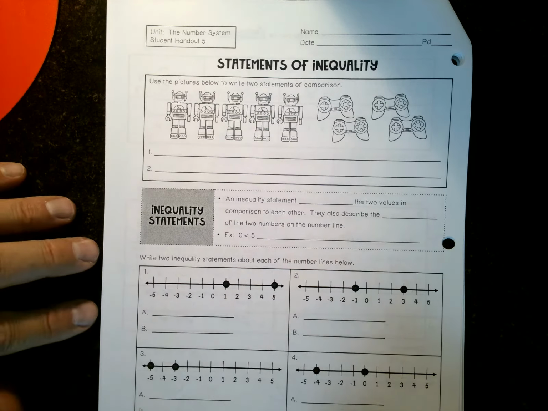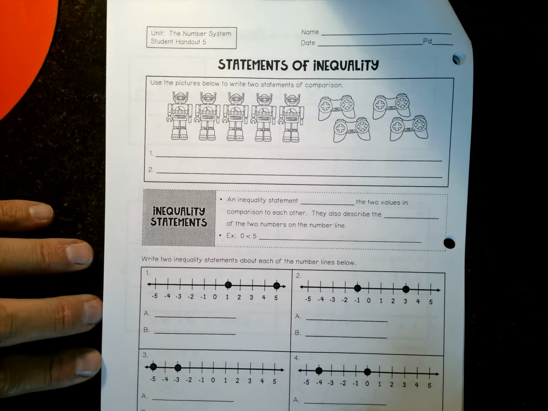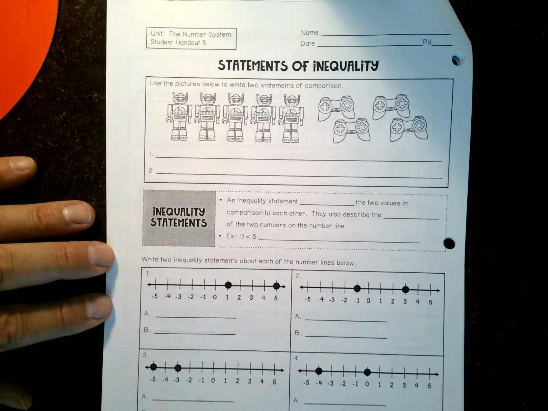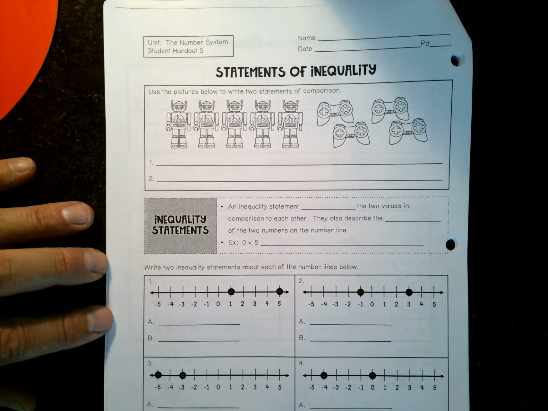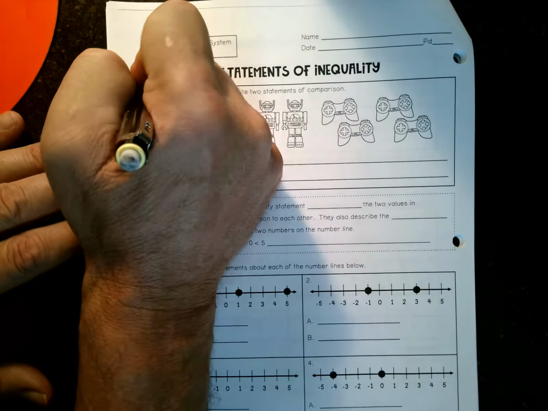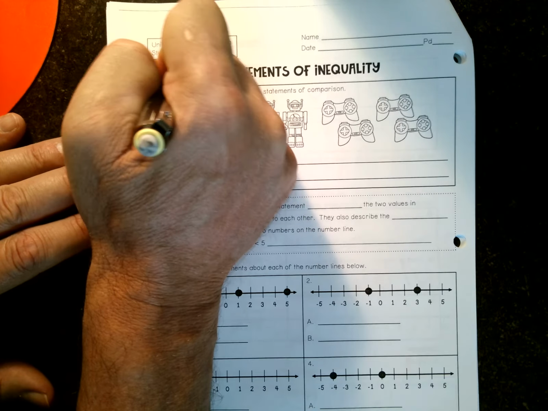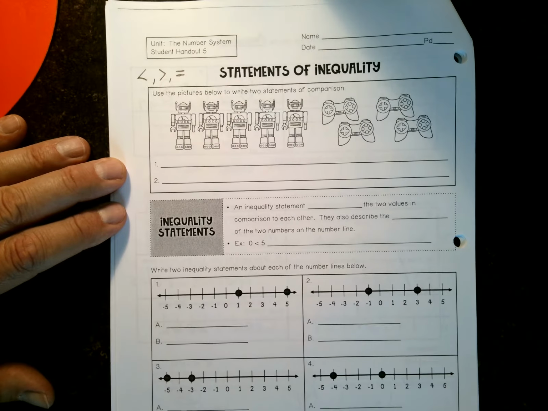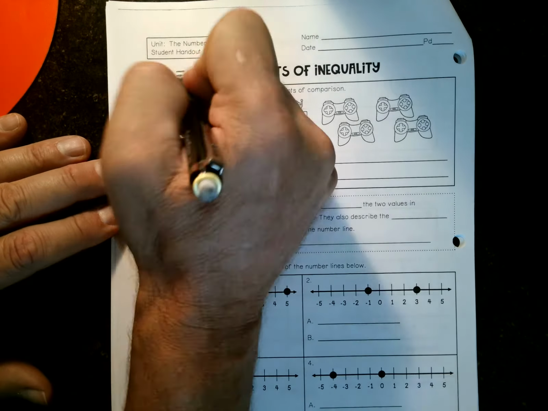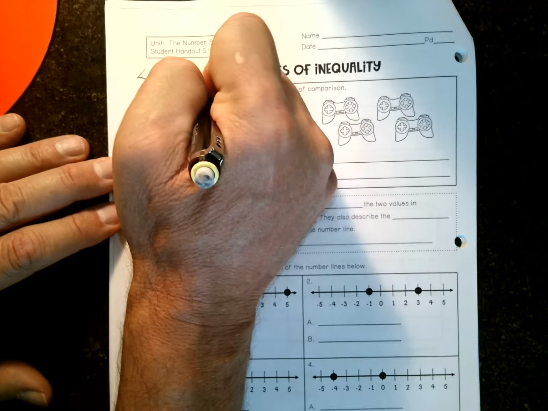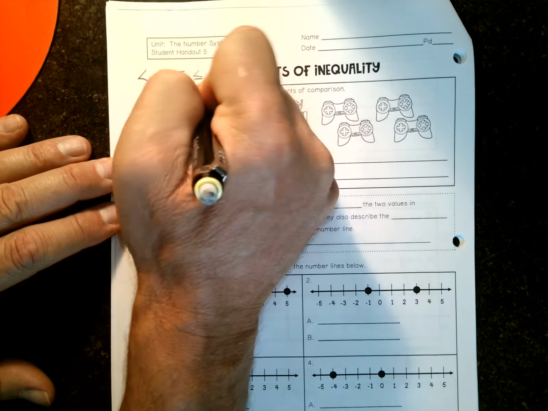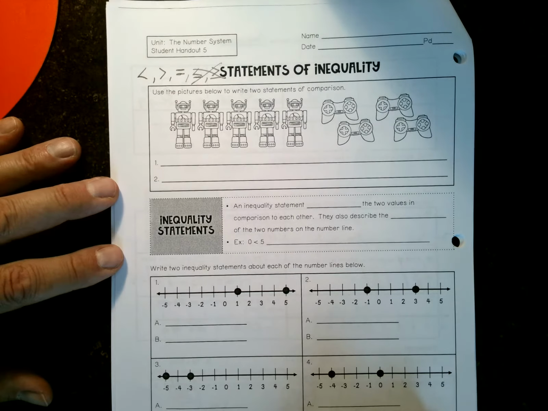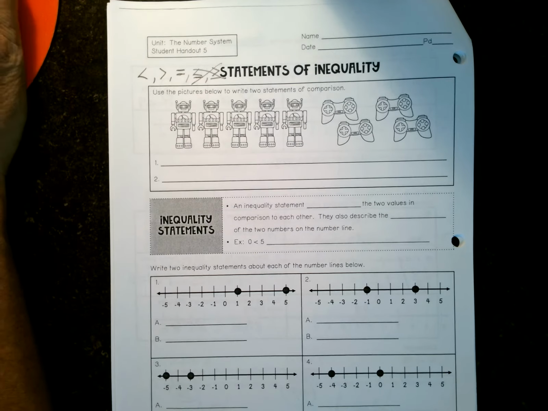Okay, guys, last lesson of Unit 4, the number system, and we're on handout 5. And we're going to be talking about inequalities. An inequality is a less than sign, a greater than sign, or an equal to. Later on down the line, you'll get a less than or equal to, and a greater than or equal to. We're not going to be responsible for those right now, but that's just a little bit of enrichment for you to take a peek at.